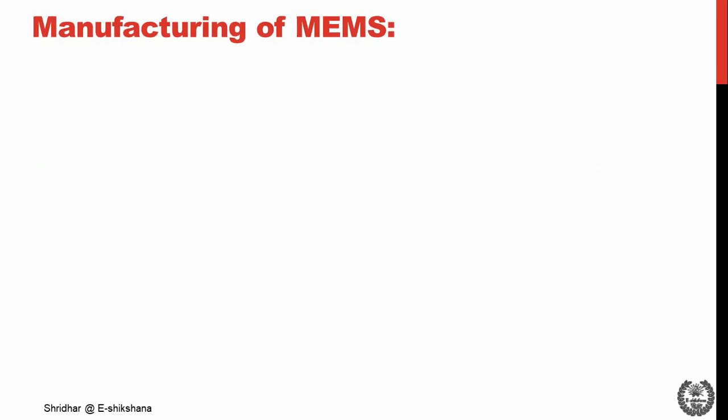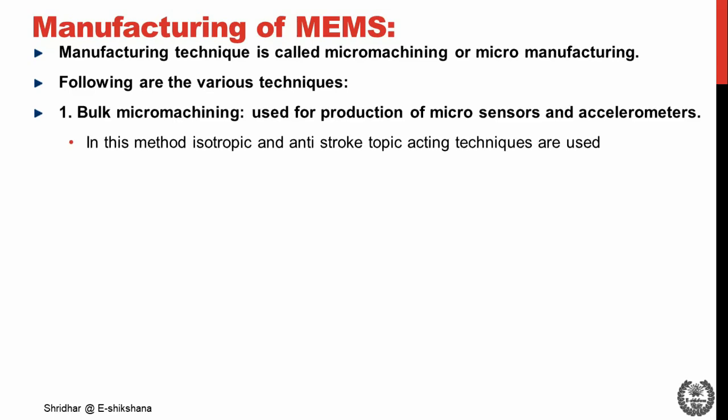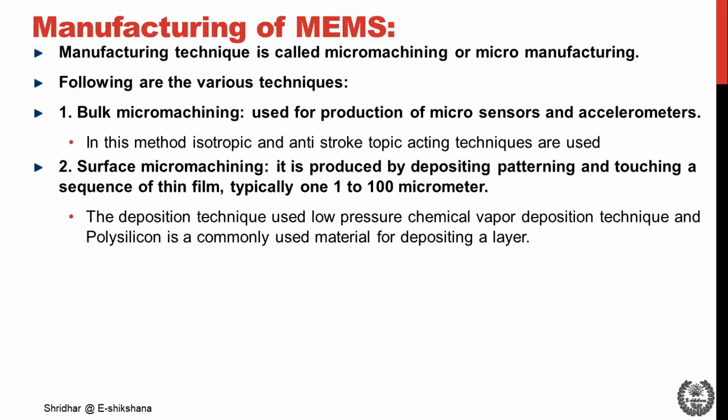Manufacturing of MEMS. The technique employed for manufacturing MEMS is called micro machining or micro manufacturing. The following are the various techniques. The first one is bulk micro machining. It is used for production of microsensors and accelerometers. In this method, isotropic and anisotropic etching techniques are used. Next is surface micromachining, which is produced by depositing, patterning and etching a sequence of thin films, typically 1 to 100 micrometers. The deposition technique used is low pressure chemical vapor deposition. Polysilicon is a commonly used material for depositing a layer.